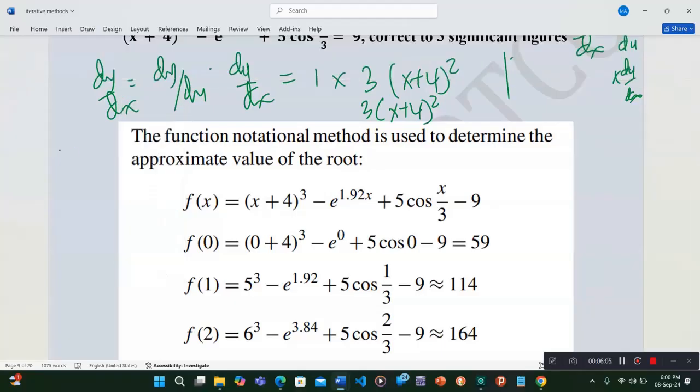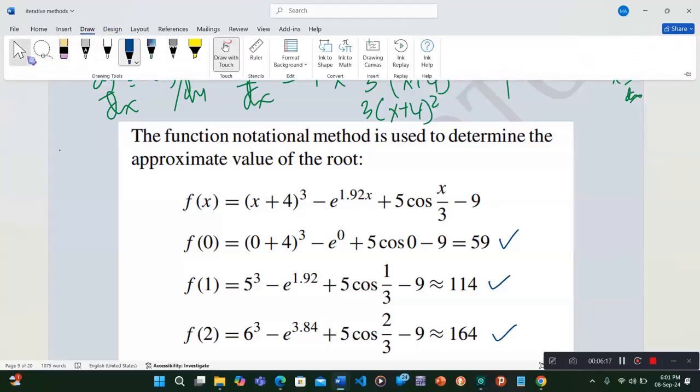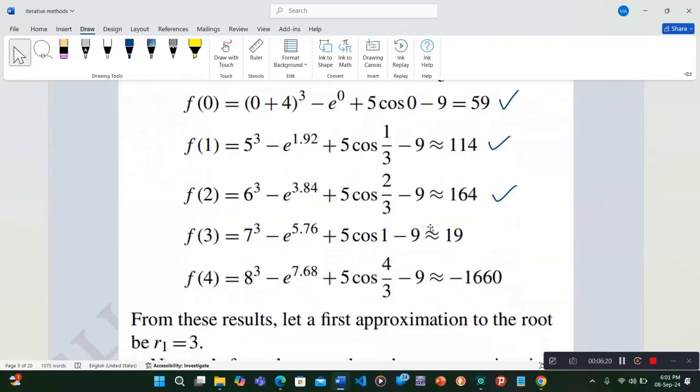So if it is that value at x is equal to 0, I put in another value, x is equal to 1. I'm getting that. I need to proceed and see if there is any change in sign. Now, when I substitute in 3, I get 19. You see, it has now reduced, coming closer to 0. Then, I put in x is equal to 4, and I find that it has now gone far away from 0 to negative 1660.